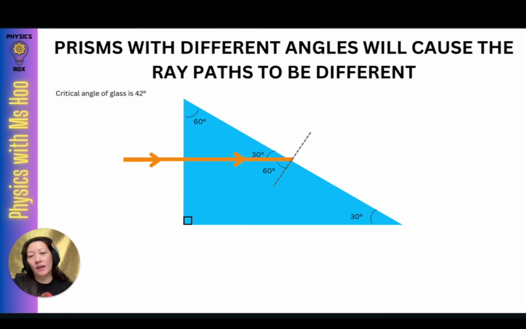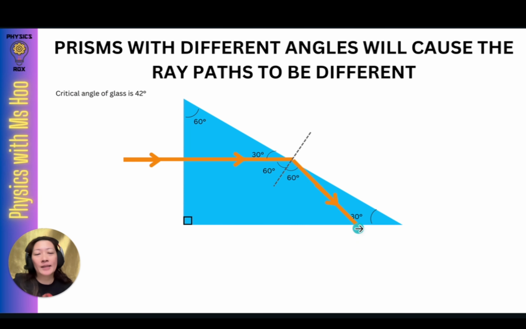But here's the thing, for total internal reflection, it still obeys the law of reflection, where the incident angle and reflected angles are equal. So if the incident angle is 60 degrees, that means that the reflected angle will also be 60 degrees. You'll find that the ray path does not travel straight down. In fact, it travels this way, where the total angle between these two ray paths is 120 degrees.